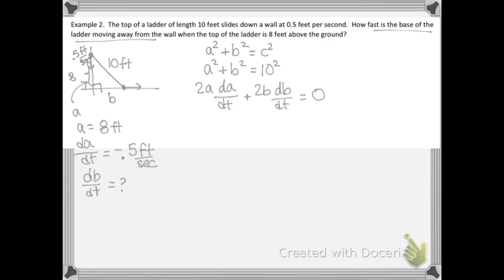And they don't give us B, but we can easily find it. If we know the Pythagorean theorem, we can set it up and find B. B is going to come out to be 6. If you use the Pythagorean theorem, you get 6 feet. But also some common Pythagorean triples.